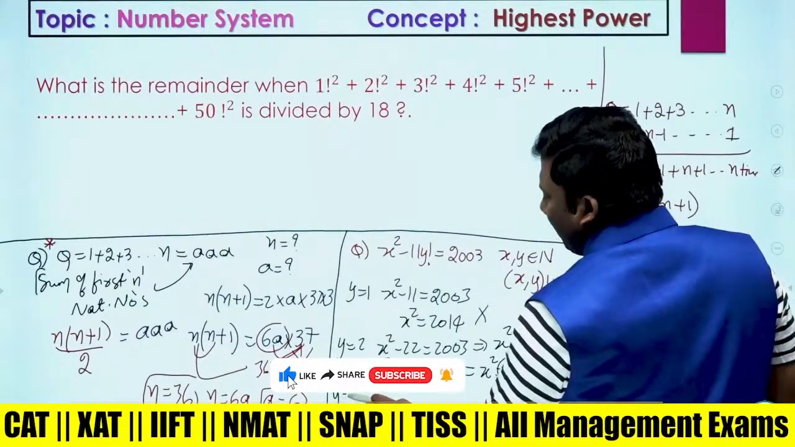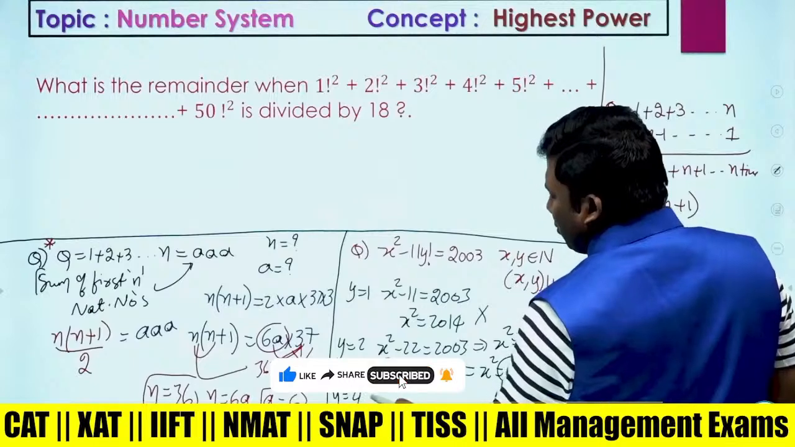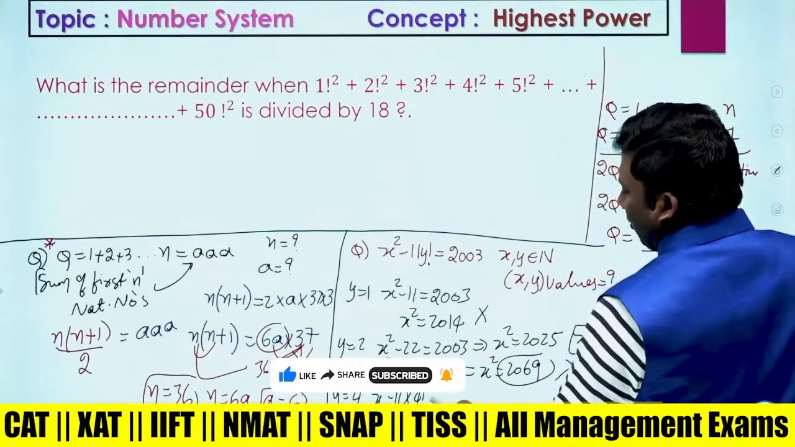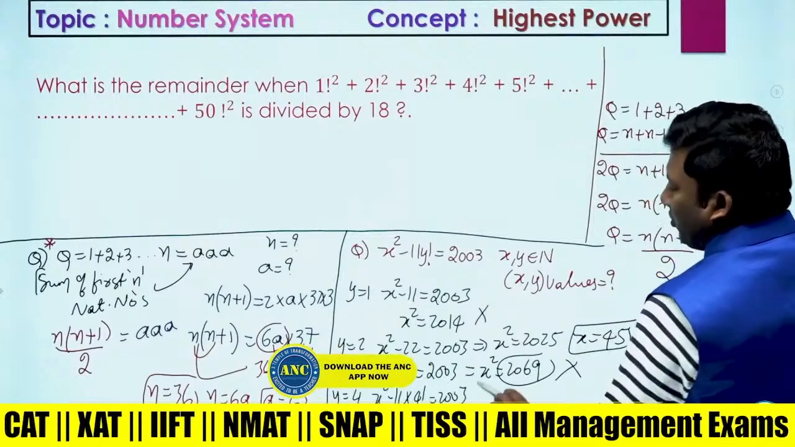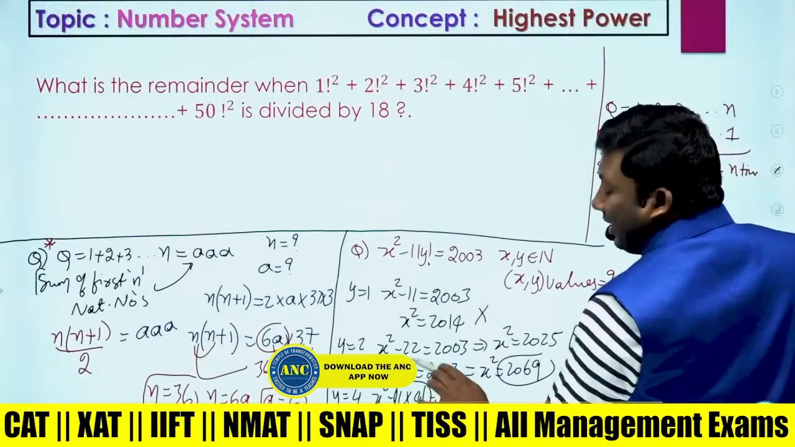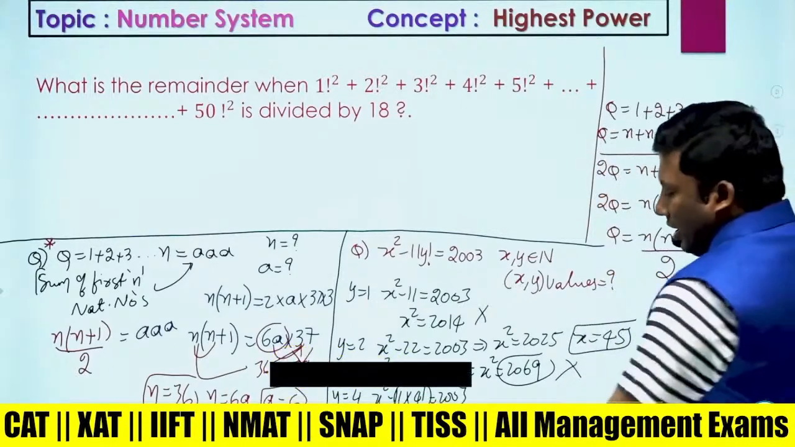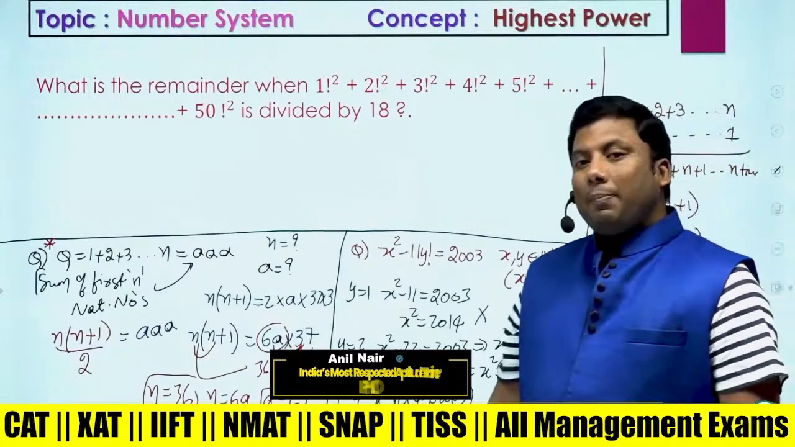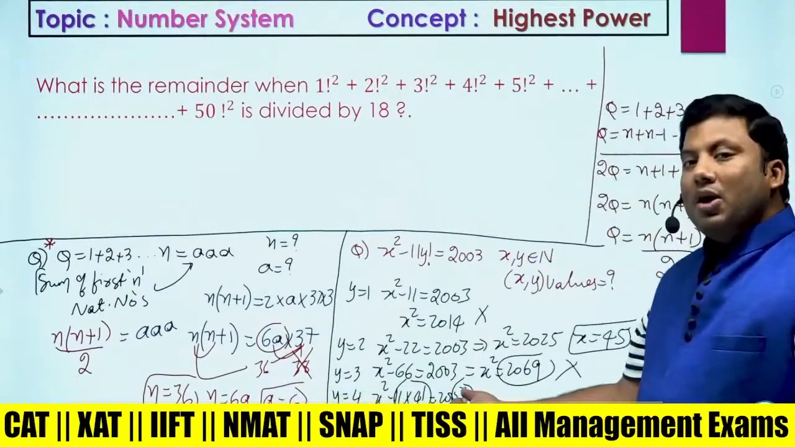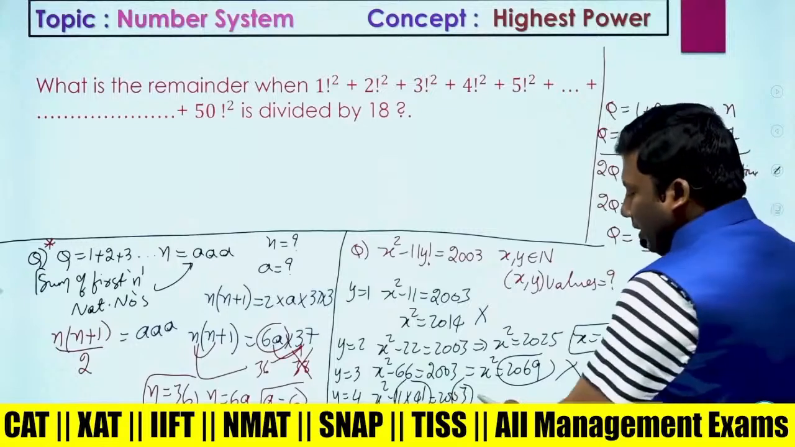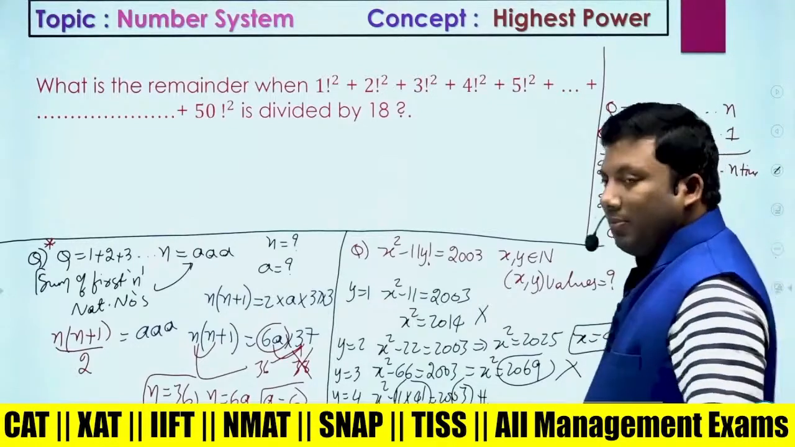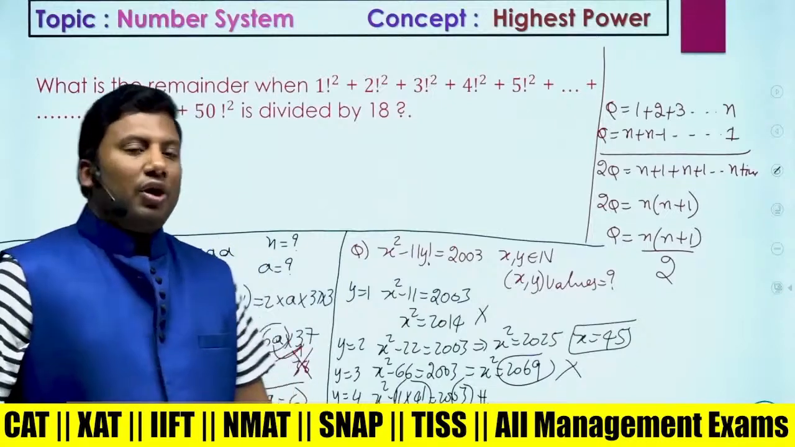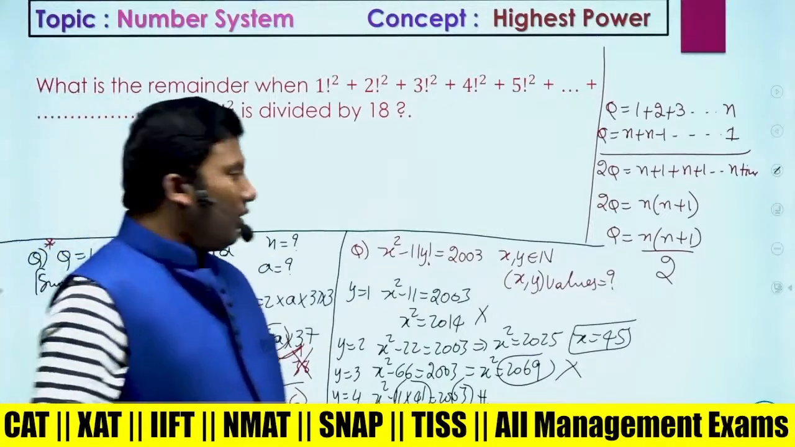Y equals 4. X square minus 11 into 4 factorial equals 2003. 4 factorial is divisible by 4, so the remainder is 3. Can a perfect square be of the form 4k plus 3? Not possible. Please don't waste your time computing 4 factorial and writing it as 4 into 3 into 2 into 1. I hope it is clear.